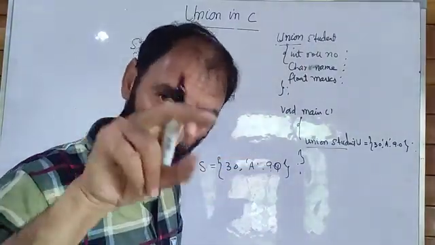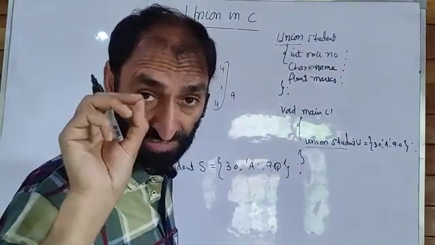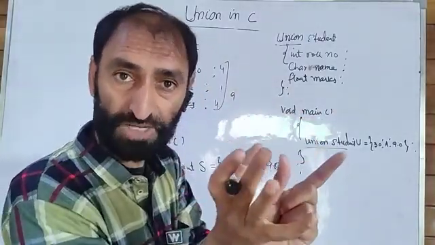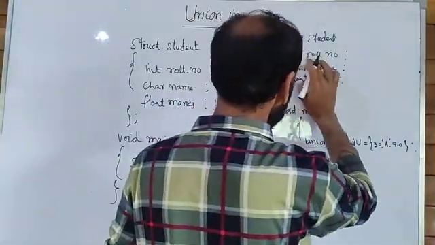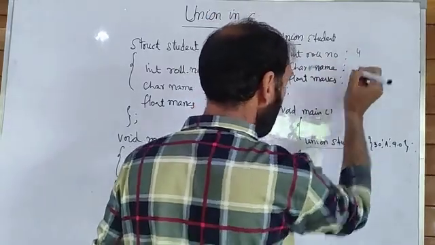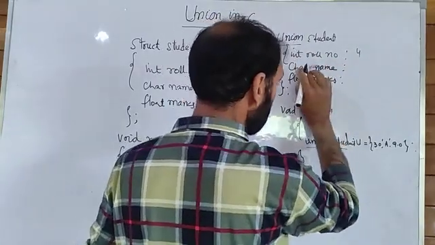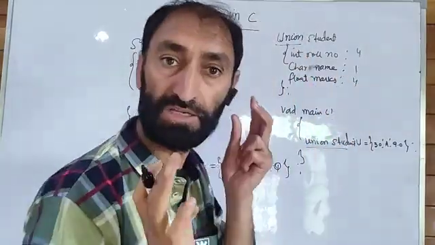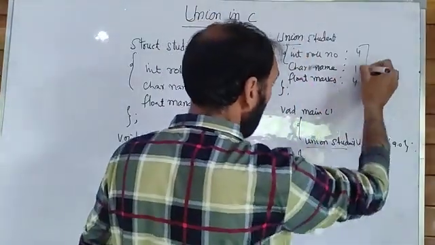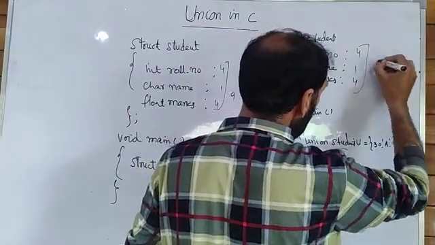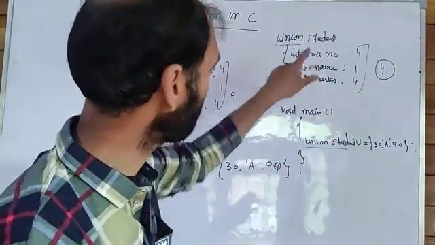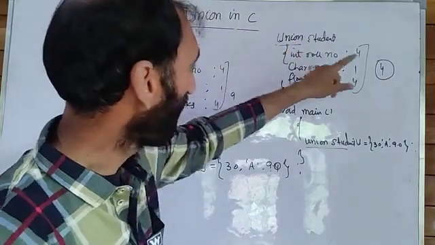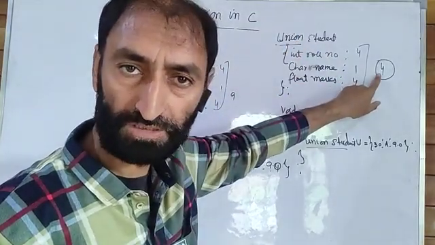The difference lies in the allocation of the memory. The main difference between the union and structure lies in the allocation of the memory. Here, we know that int takes 4 bytes of memory, char occupies 1 byte of memory, and float occupies 4 bytes of memory. But a total of only 4 bytes of memory will be allocated by the memory manager for this union student.